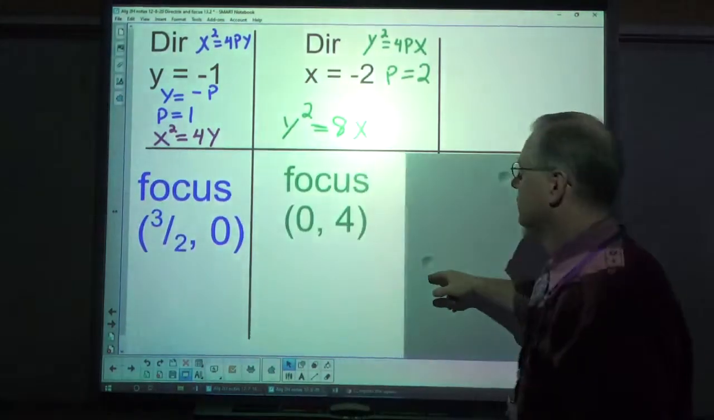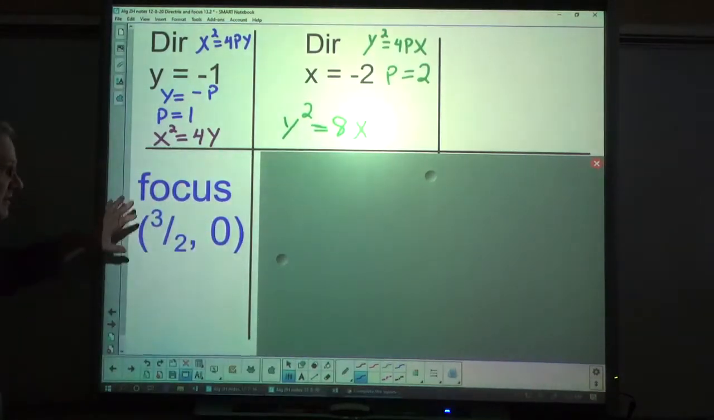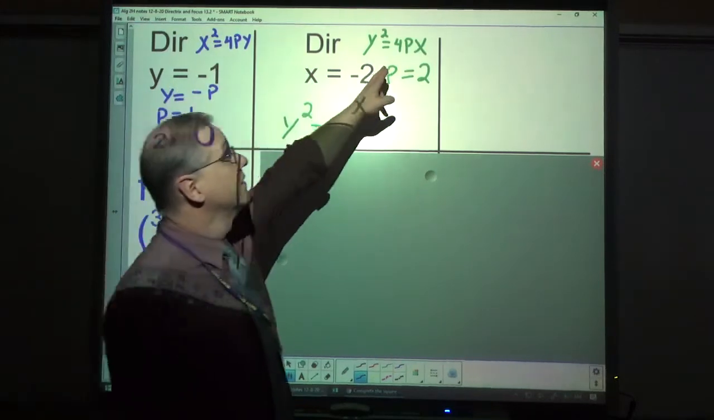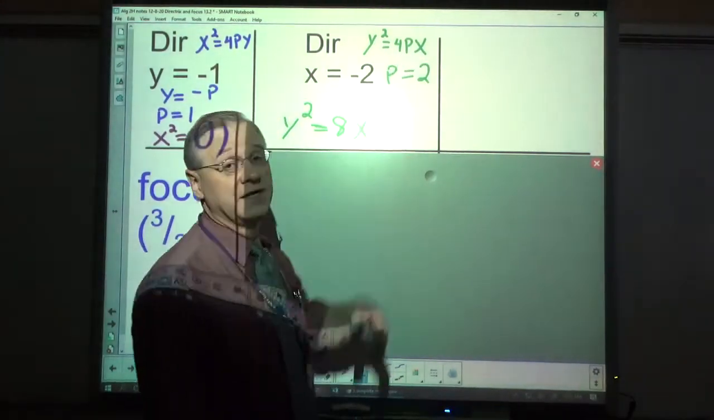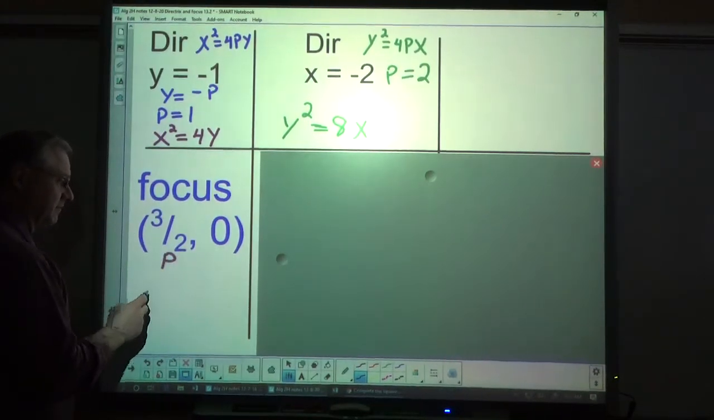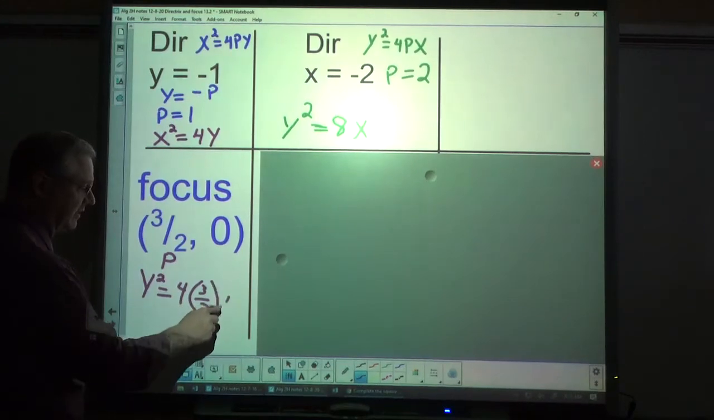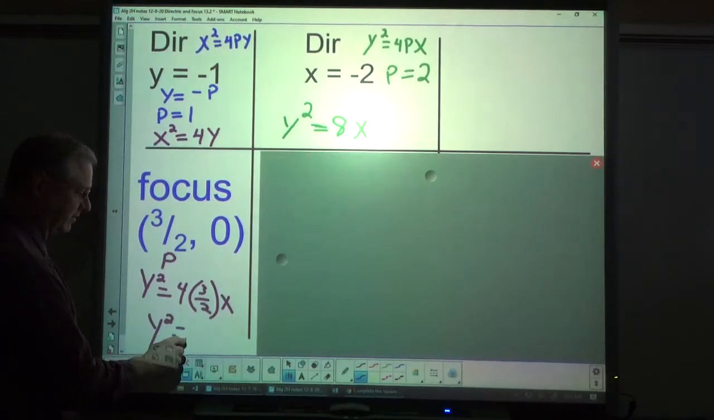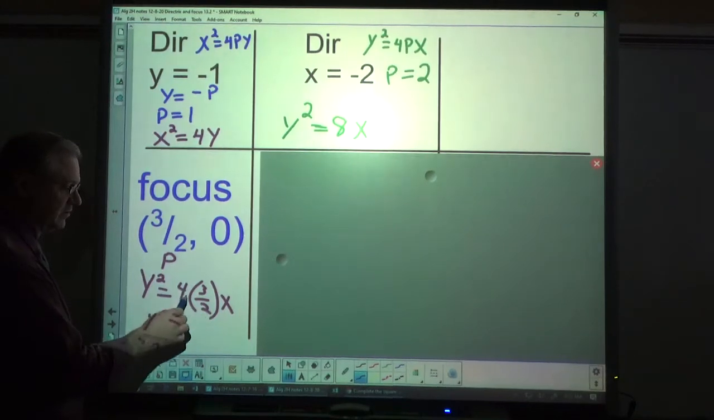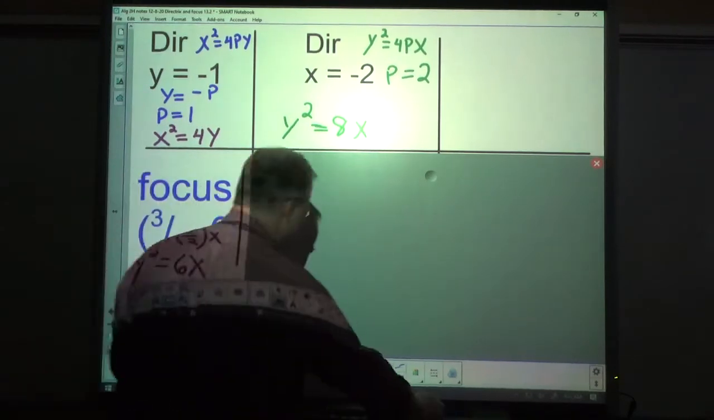Now let's look at a focus problem. All right. In this one, the focus is in the x coordinate spot, so it has to be x to the first, y squared equals 4px. If p is 3/2, then y squared equals 4 times 3/2 x. Now when I multiply here, the 2 reduces with the 4, so it ends up as y squared equals 6x.